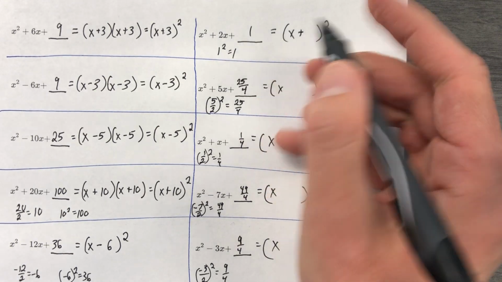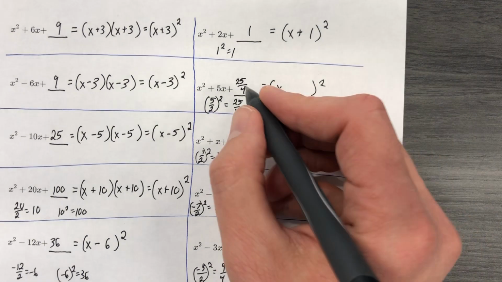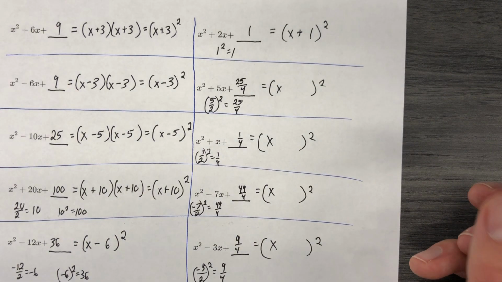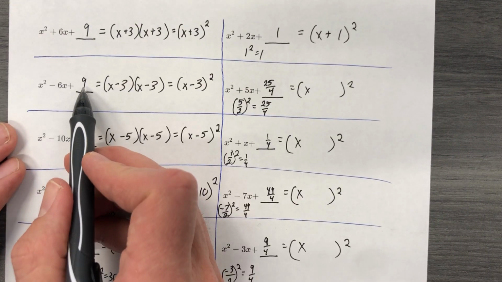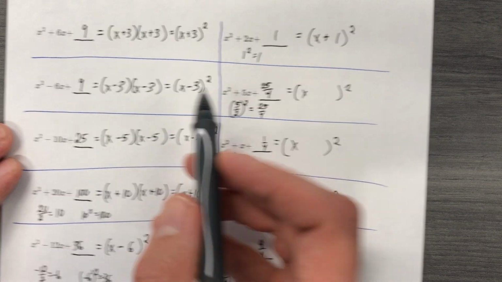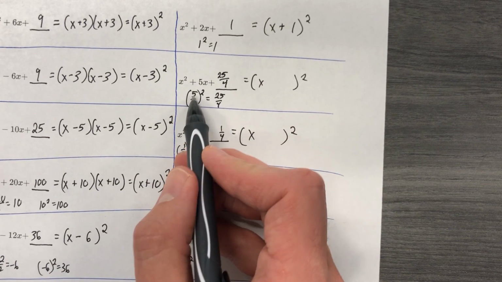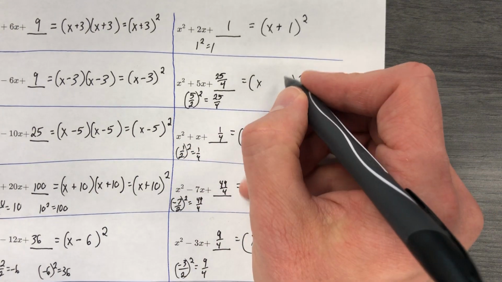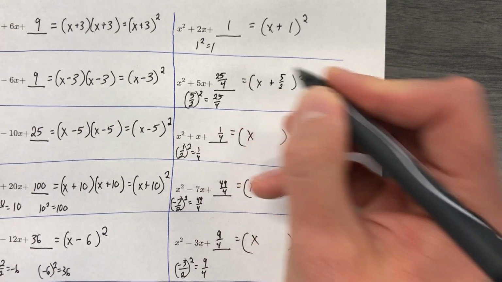Two numbers multiplied to give me 1. It has to be 1. Two numbers multiplied to give me 25/4. Whoa, what? No. Don't make it harder than it is. Square root of 9 was 3. Square root of 25/4, you're already looking at it. It was half of that middle number anyway. So it's 5/2, and it was positive.